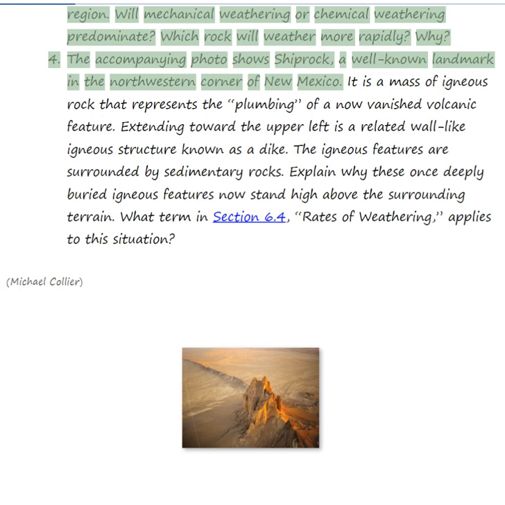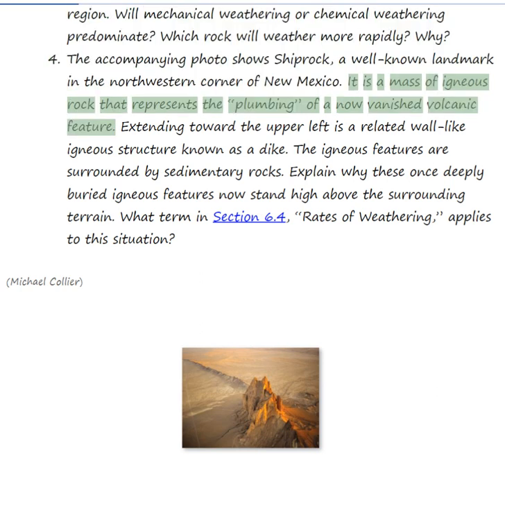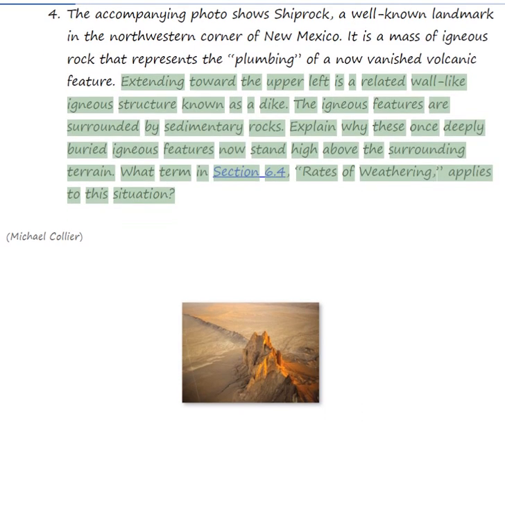Why? 4. The accompanying photo shows Shiprock, a well-known landmark in the northwestern corner of New Mexico. It is a massive igneous rock that represents the plumbing of a now-vanished volcanic feature. Extending toward the upper left is a related wall-like igneous structure known as a dike. The igneous features are surrounded by sedimentary rocks. Explain why these once deeply buried igneous features now stand high above the surrounding terrain. What term in section 6.4, Rates of Weathering, applies to this situation?